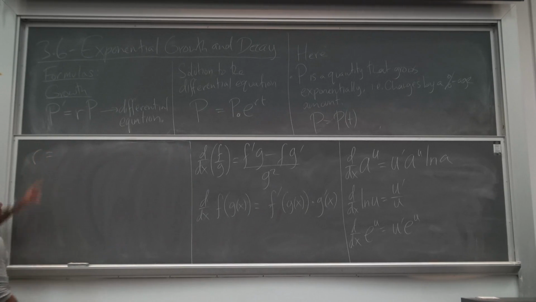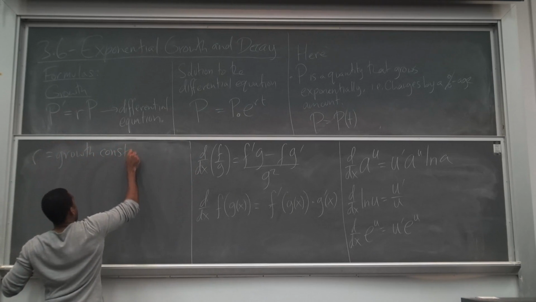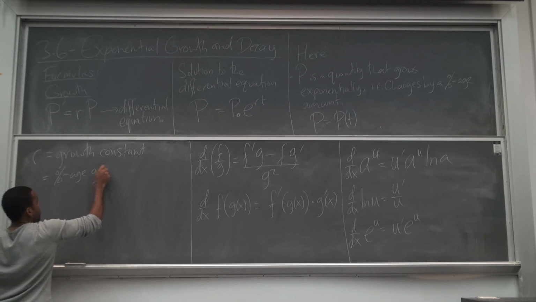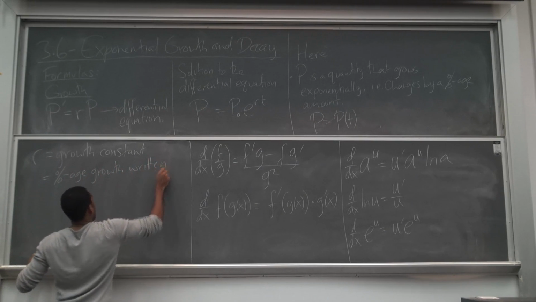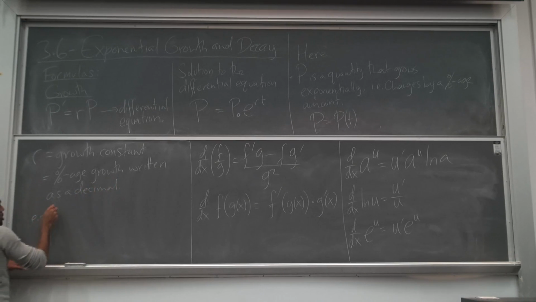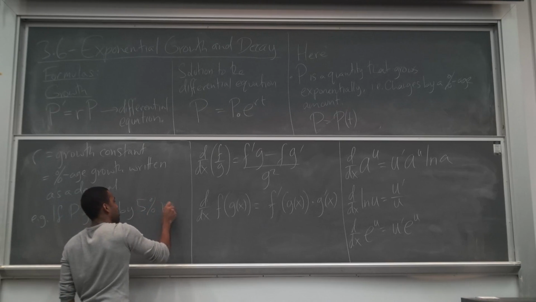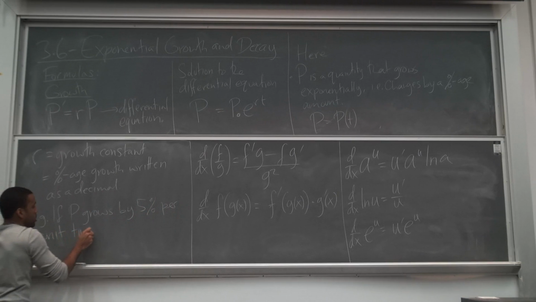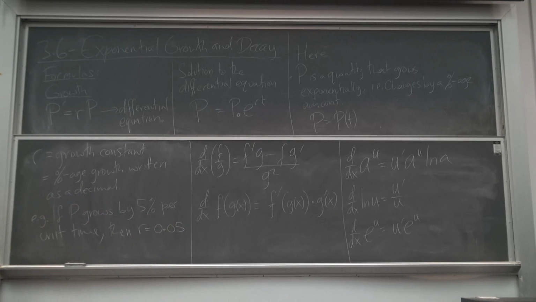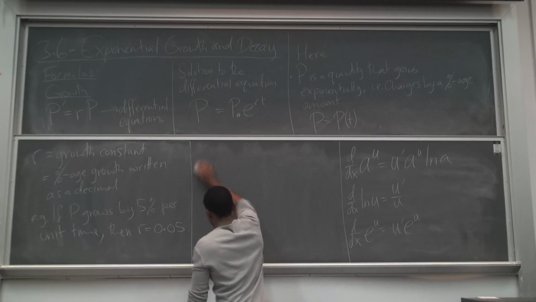R in this formula and that formula is called the growth constant. It's basically the percentage growth written as a decimal. So for example, if P grows by 5% per unit time, then your R you take as 0.05. You write 5% as a decimal. So that's what the R value is. That's the guy that's telling you how fast this thing is growing as a percentage of itself.